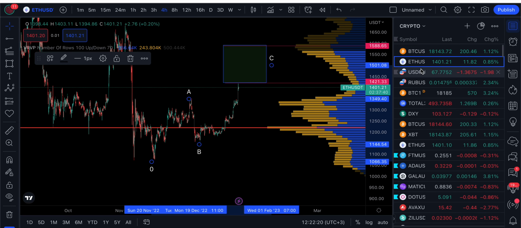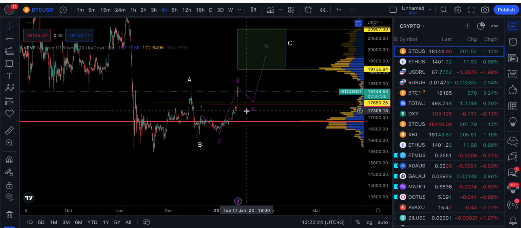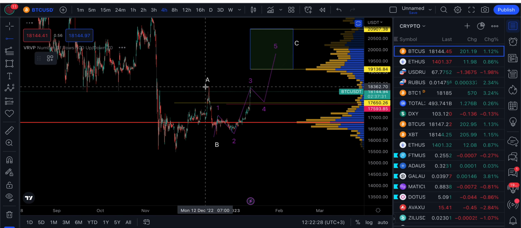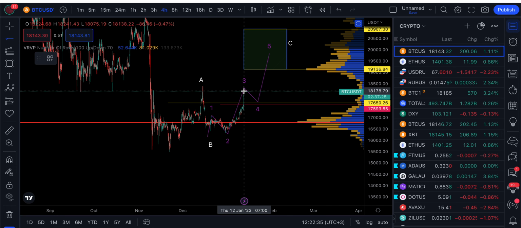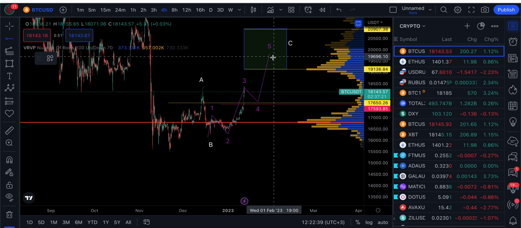Same applies with BTC. BTC has some more room to the upside, unlike Ethereum, because as you can see, BTC hasn't yet broken the top, the previous high, right? It's just right about there. So we're expecting a pullback and a break of the top into those areas.